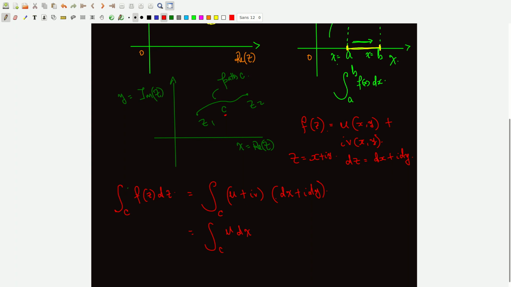dx, u dx, then this and this, of course we know i squared is -1, so we shall have minus v dy, then plus, then we can collect the ones which have i's alone, so we have the integral over C of v dx, this v dx.